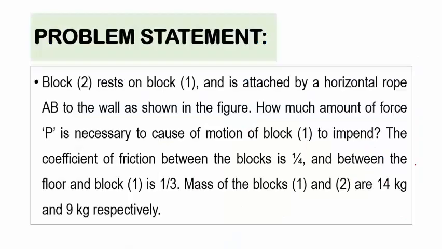Block 2 rests on block 1 and is attached by a horizontal rope AB to the wall as shown in the figure. How much force P is necessary to cause the motion of block 1 to impend? The coefficient of friction between the blocks is 1/4 and between the floor and block 1 is 1/3. The masses of blocks 1 and 2 are given as 14 kg and 9 kg respectively.